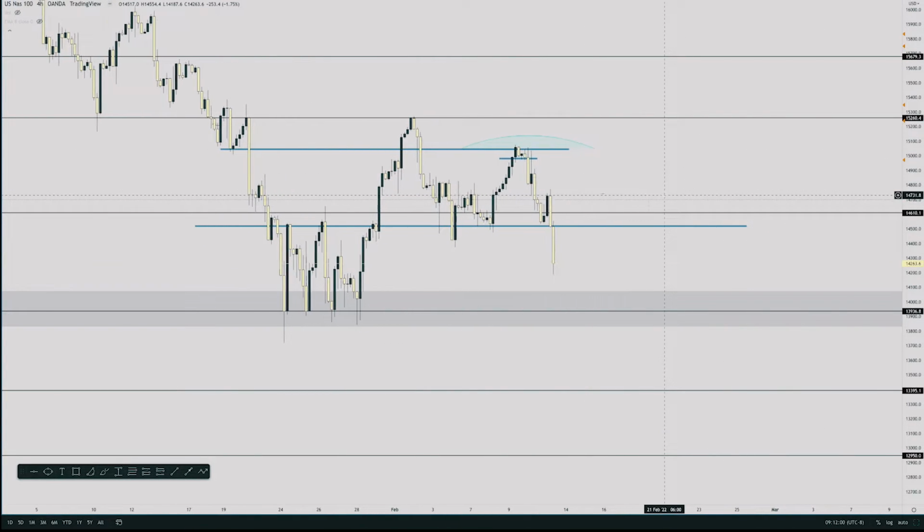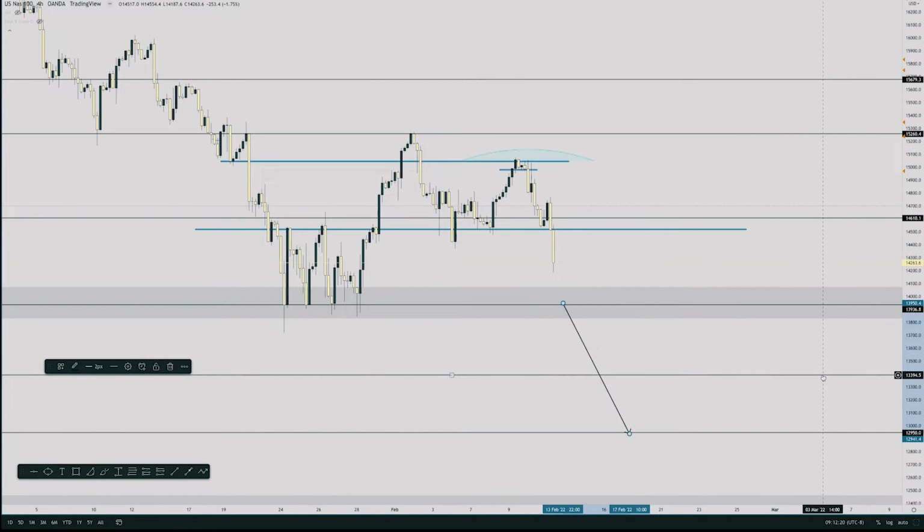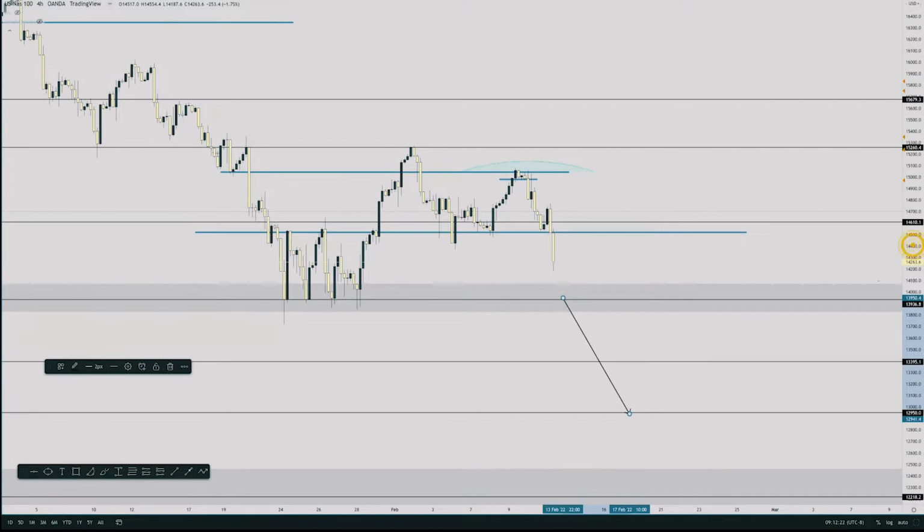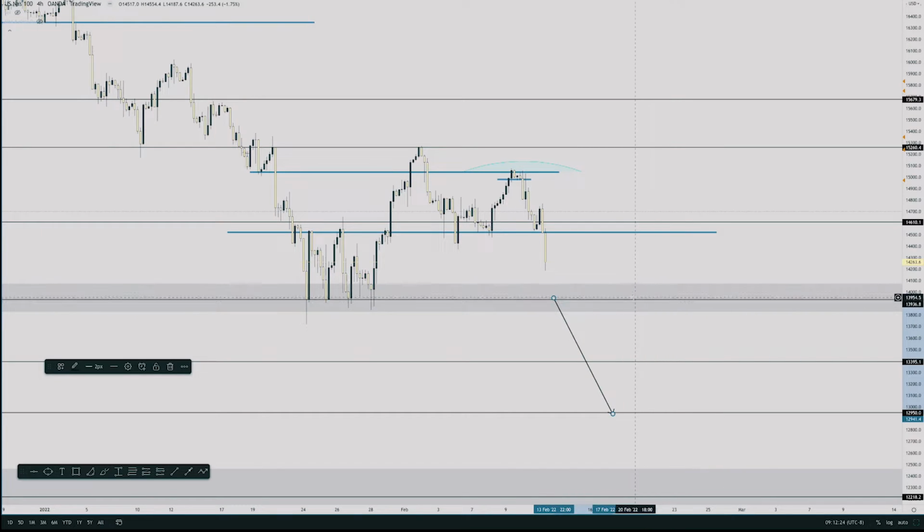Everything is really dependent on two things here. One, if this level holds, then we will see a bounce. However, if there's enough bearish momentum and this level breaks, then we could see a 600 point drop, possibly even a 1,000 point drop, down to between 13,400 and 13,000 if 14,000 breaks.